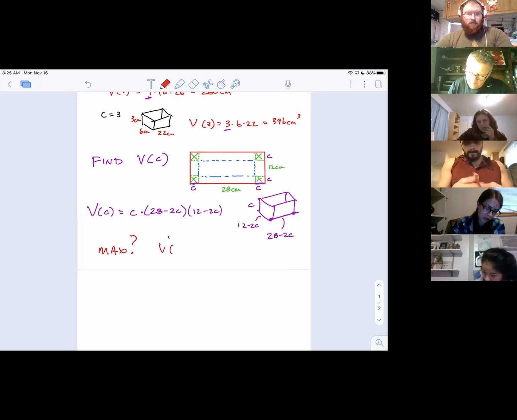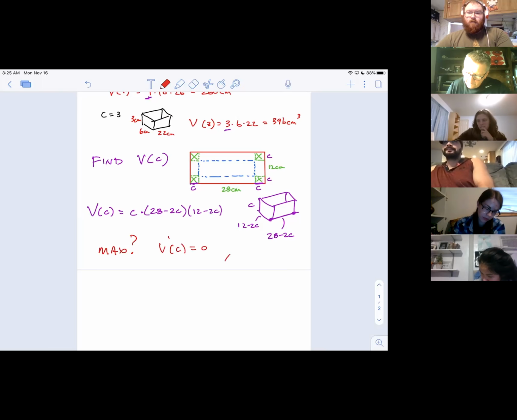I'm going to have to set V prime of C equal to 0, right? Because isn't that going to give me the slope of 0, which, as you already know, is going to tell me where that max is. Makes sense that I'd be setting the slope equal to 0.